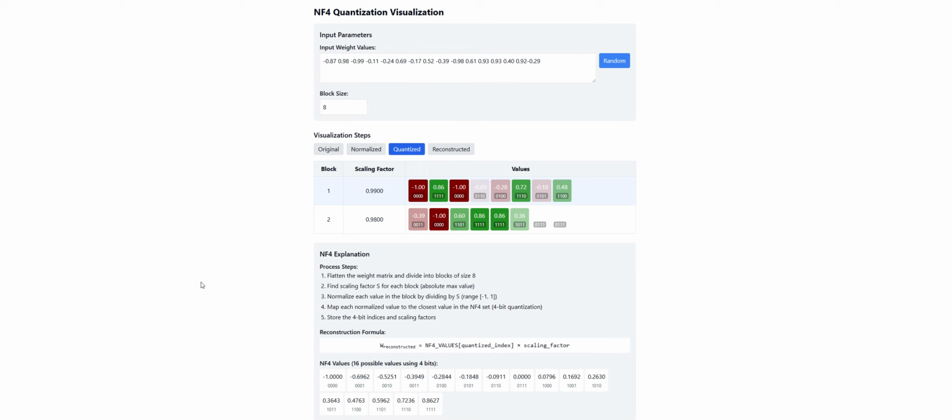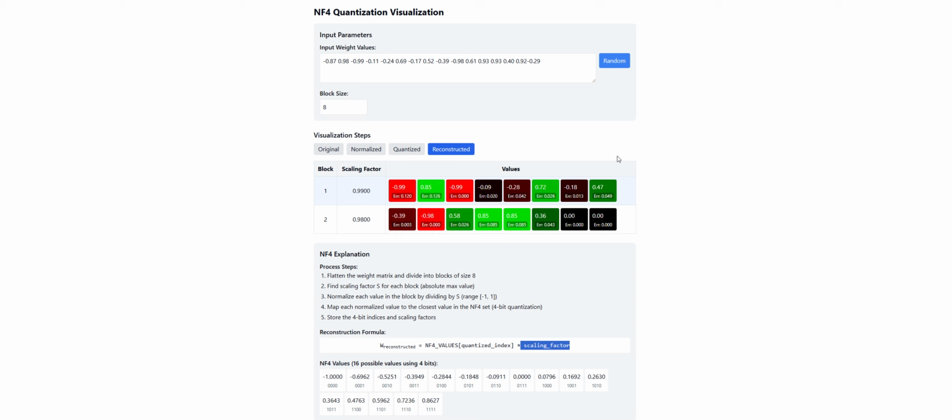So we've squashed our floating point numbers down to 4-bit representations. How do we get back to a usable floating point number, like FP16 for actual computation? This process is called dequantization. It's relatively straightforward. We multiply the quantized 4-bit value, which represents an index into our table of 16 levels, by the scaling factor we calculated earlier for that block. This brings the value back into the original approximate range of the weights.